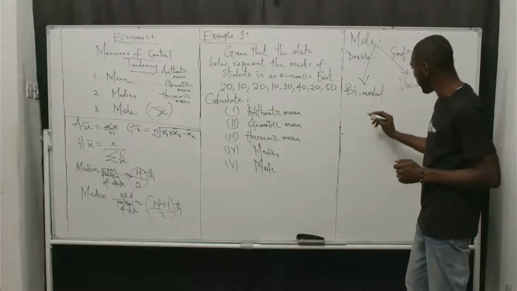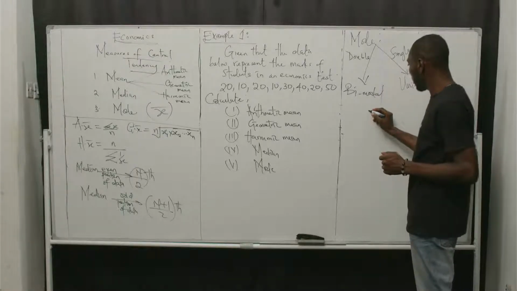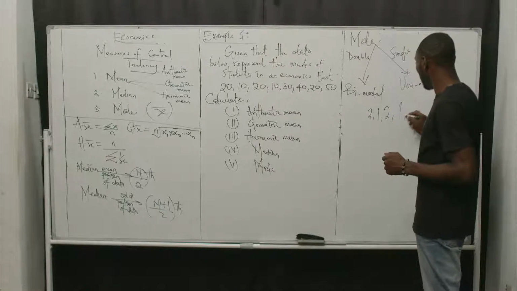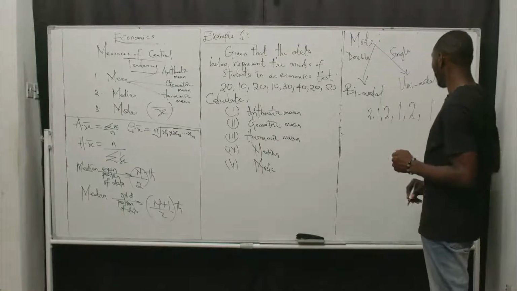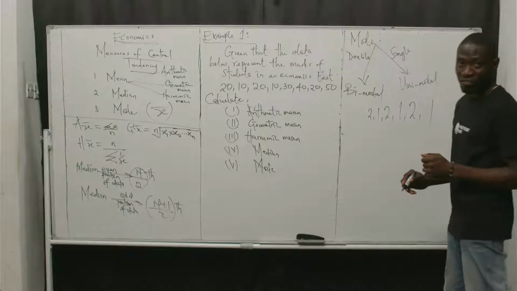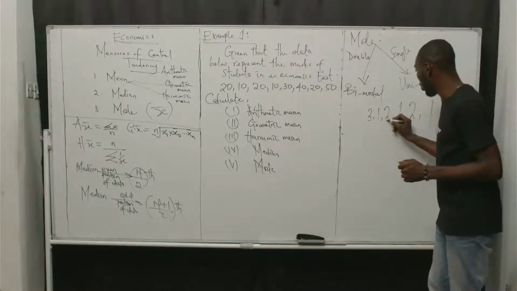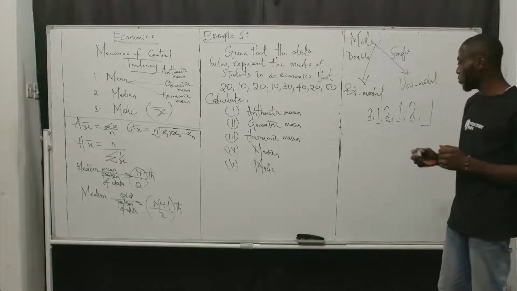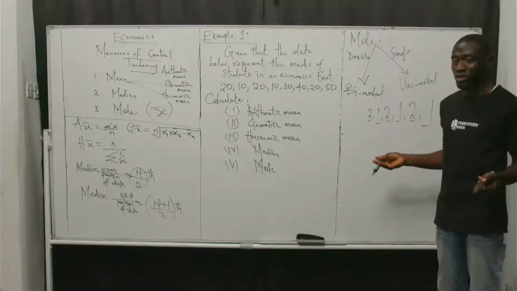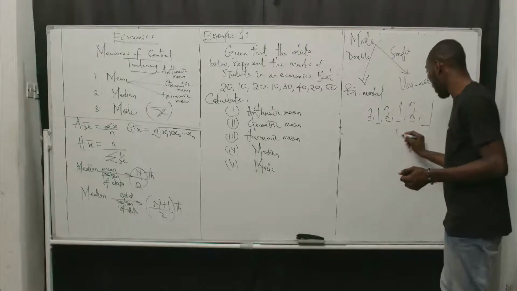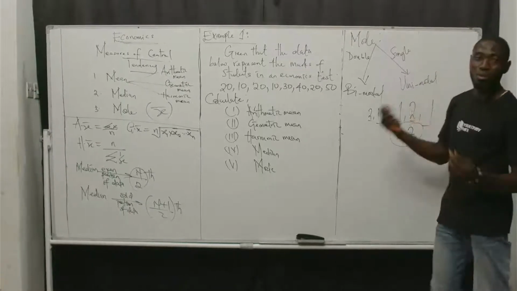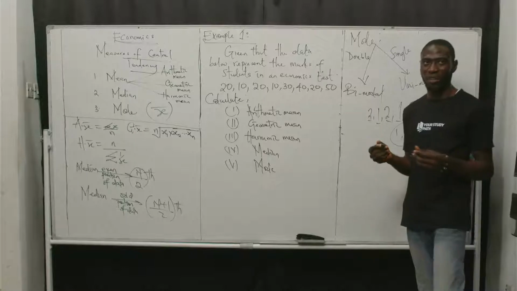Now, let me just give a simple example here. Watch this closely, please. If I have 2, 1, 2, 1, 2, 1, observe: 2 occurs 3 times, 1 occurs 3 times. So both of them occur most. So my mode is 1 and 2. So that makes it bimodal. It's as simple as that.